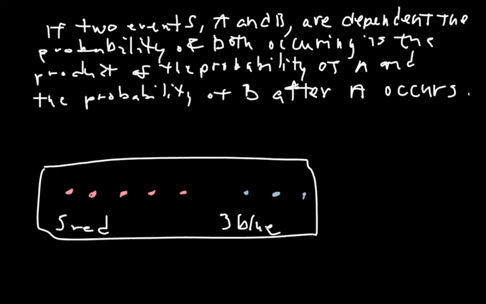Let's be a little more formal about how we calculate the probability of dependent events. If 2 events, A and B, are dependent, the probability of both occurring is the product of the probability of A, the first event, and the probability of B, the second event, after A has occurred. In other words, the probability of the second event is going to depend on what happened in the first event.